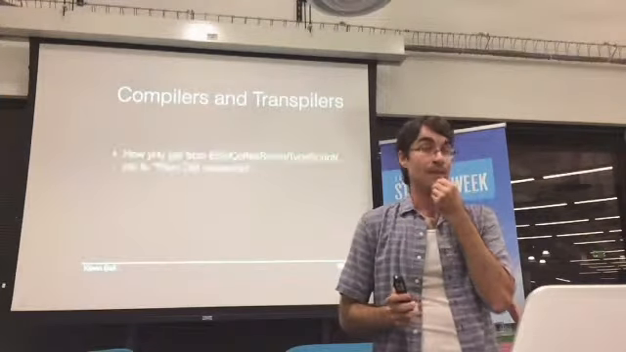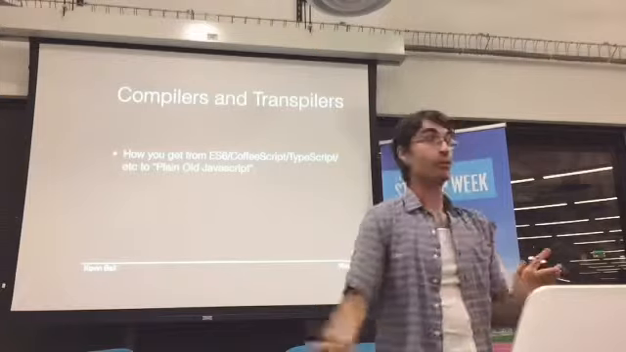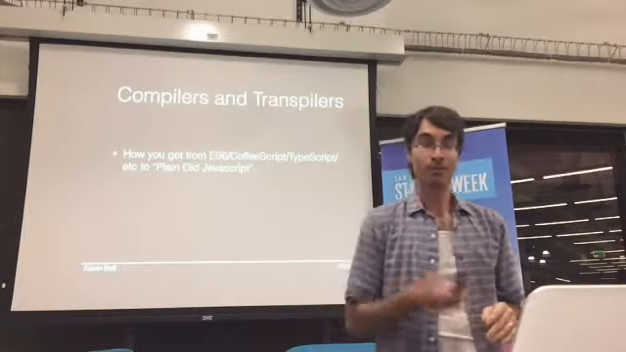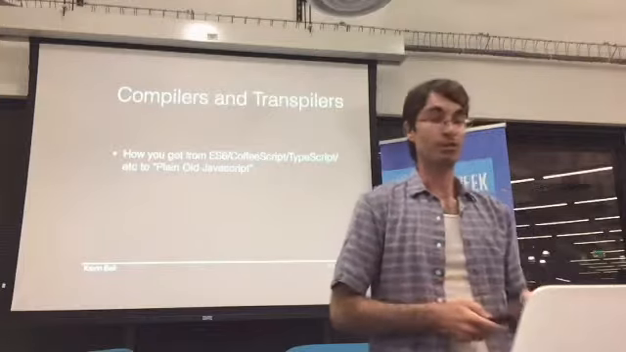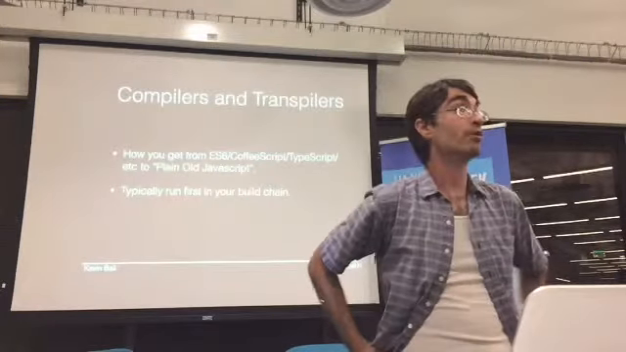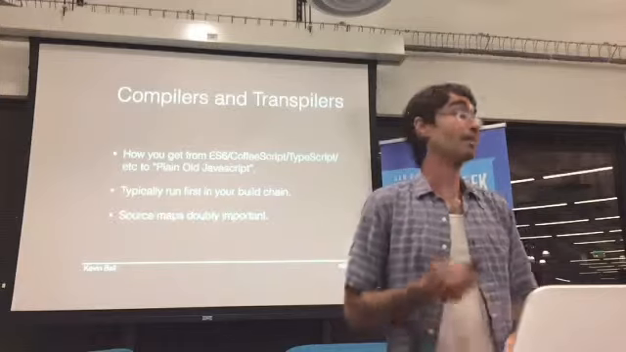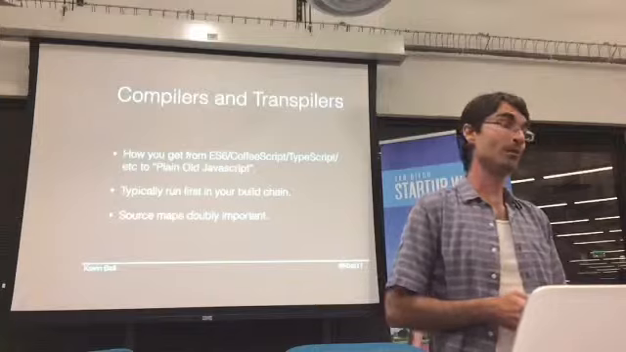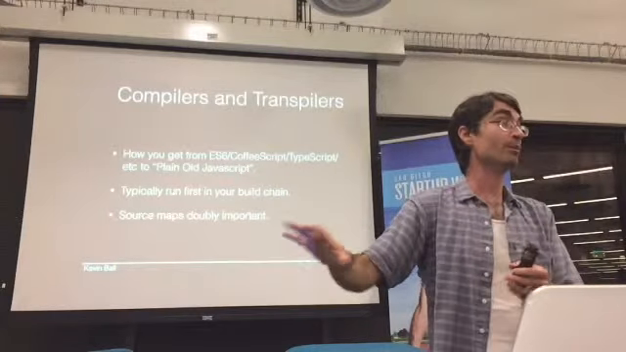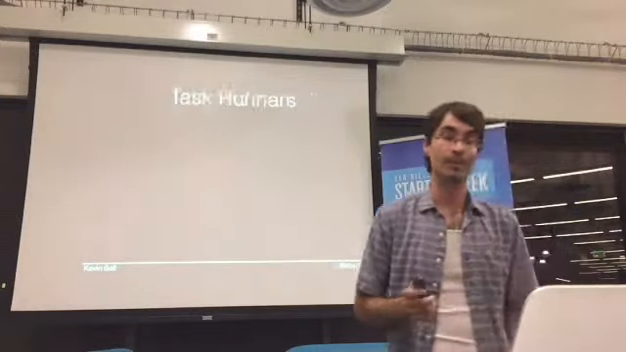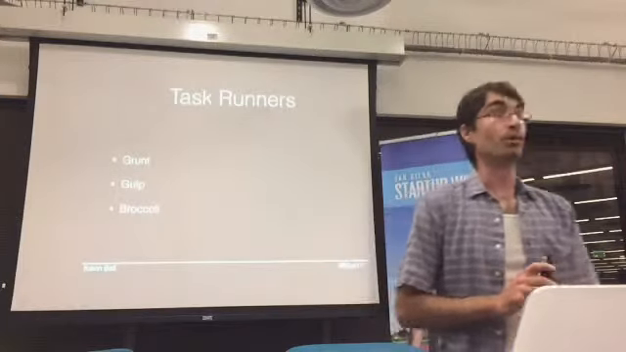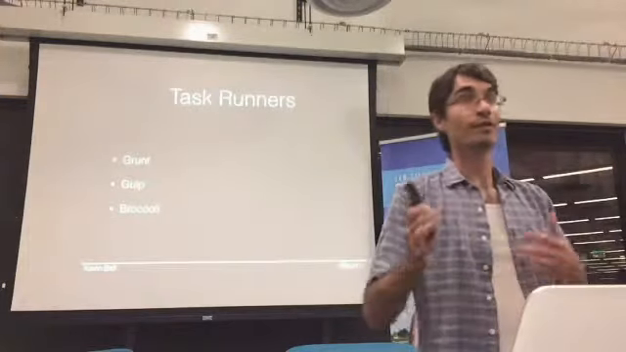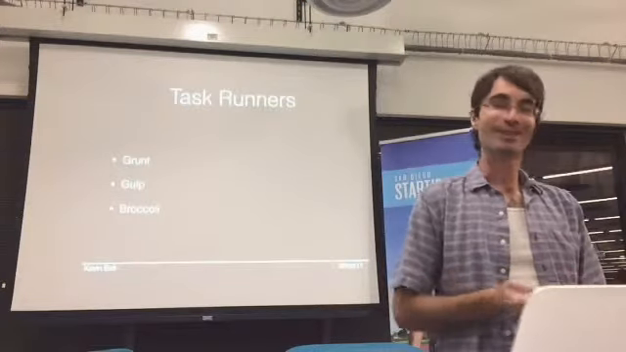Compilers and transpilers are how you get from all those different flavors of JavaScript, from ES6, CoffeeScript, TypeScript, whatever you want, down to your plain old JavaScript. And these typically run first in your build chain. And, as mentioned, source maps in this example are doubly important because you don't want to be debugging generated code. You want to be debugging the code that you wrote. Task runners are what are going to do this for you. We're going to talk about three of them real quickly: Grunt, Gulp, and Broccoli, which I understand is not actually a task runner, but it didn't fit better anywhere else.